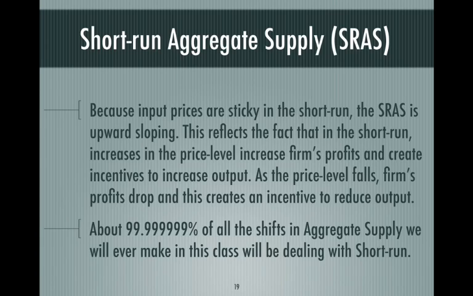And what we're going to end up seeing in this class is that almost every time we shift something on a graph, it's going to be SRAS. Very rarely will we have to move our long run aggregate supply, and the only way we'd really do that would be some sort of change that makes our production possibilities curve move. So that would be a change in our resources and or our technology.